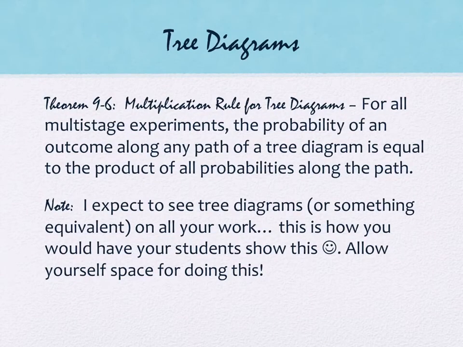So if we use this tree diagram idea, there is a multiplication rule that I just mentioned. For all multi-stage experiments, the probability of an outcome along any path of the tree diagram is equal to the product of the probabilities along the path. All it's saying is that you just take a branch and you multiply the numbers that are along that branch. Whatever the probabilities are along that branch, you multiply them, and that's the probability of getting that outcome.